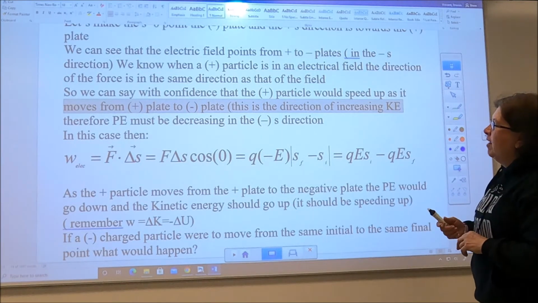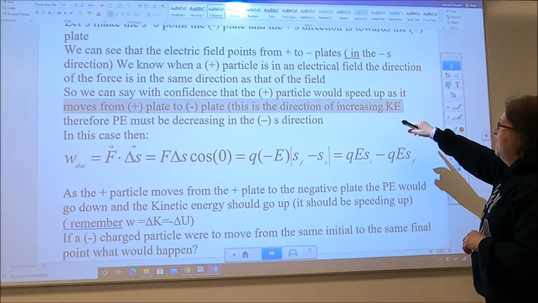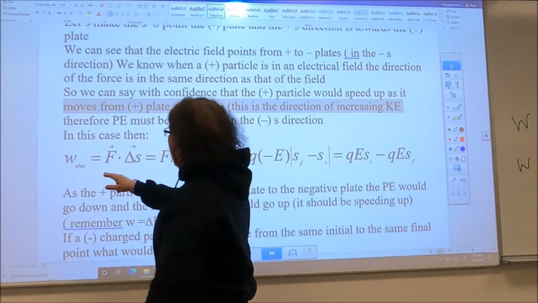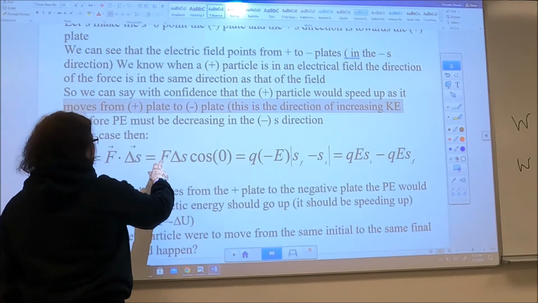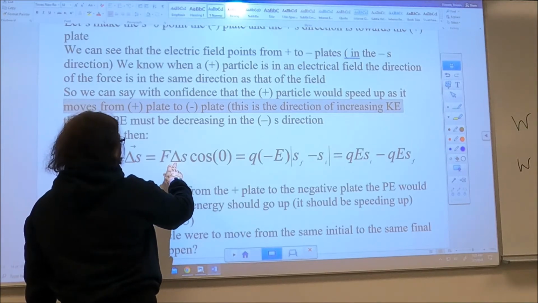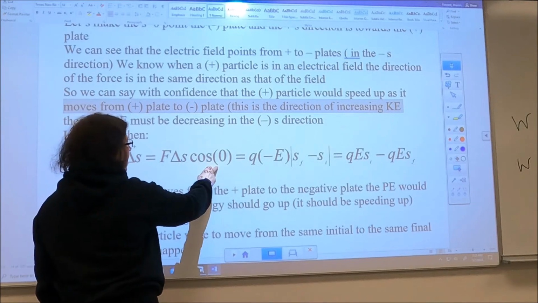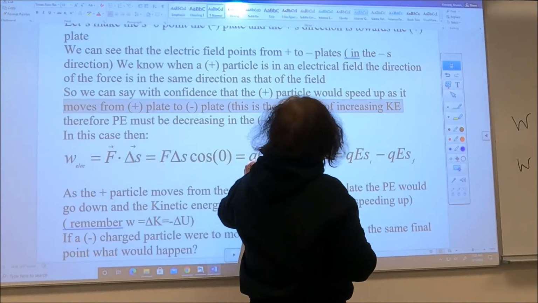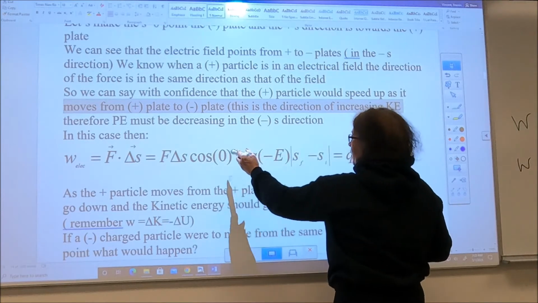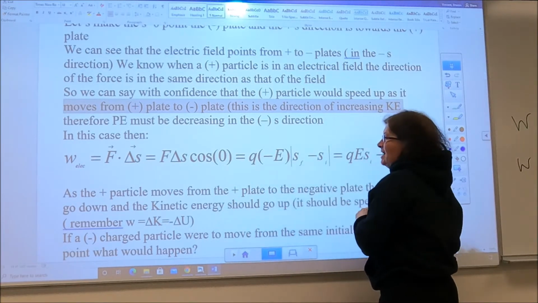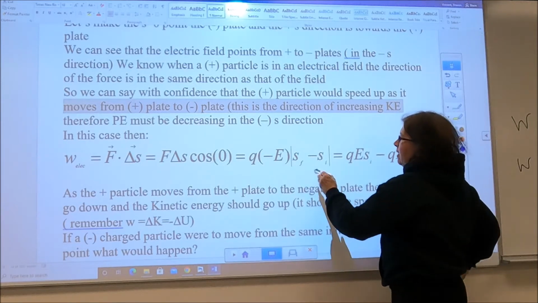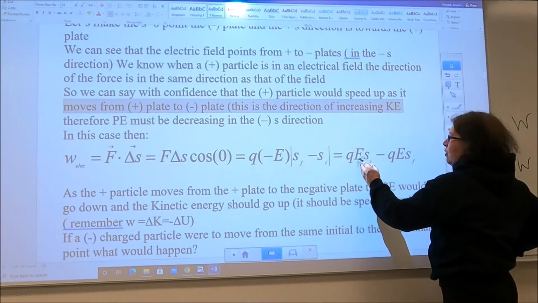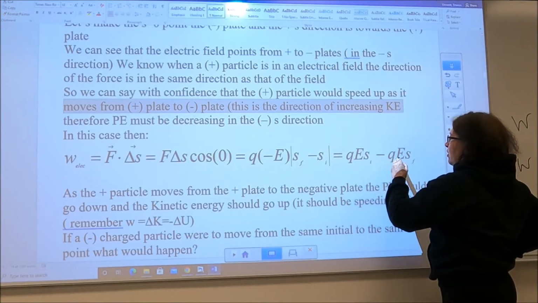Okay? So as it moves from the positive plate to the negative plate, we see an increase in kinetic energy, a decrease in potential energy. So the work electric is F dot ds. So F delta S cosine of theta. Okay? And we get the force is Q times minus E. Okay? And we have S final minus S initial. So we get Q E S initial minus Q E S final.